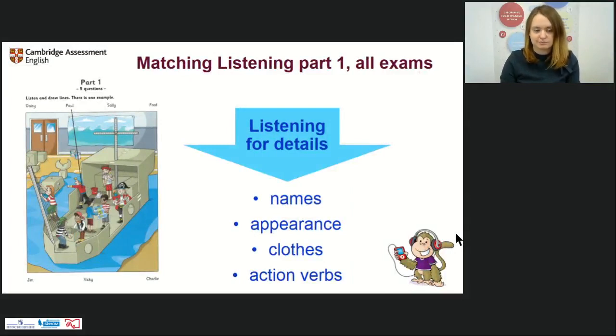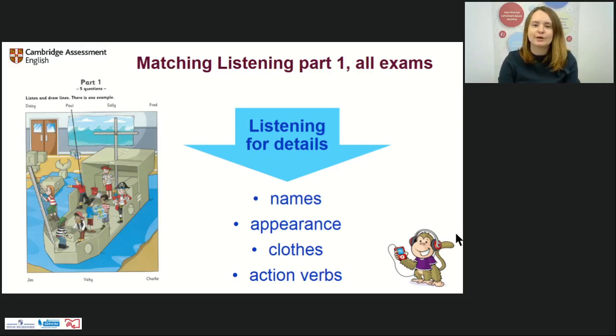It's a listening part, and in this part we have to match the person in the picture with his or her name. So the content of the picture, of course, will depend on the level of the exam. So for starters, something very basic, and quite a detailed one for flyers. So what skills do we need here? First of all, it's going to be listening for details, and such details as names, appearances, clothes, some action verbs. So all these things are to be considered.